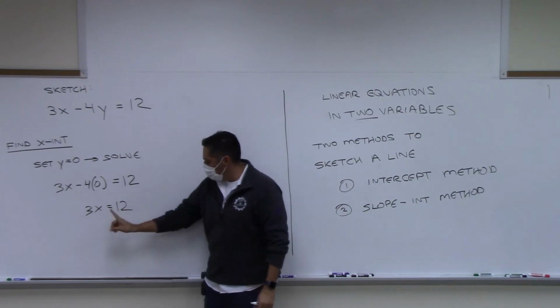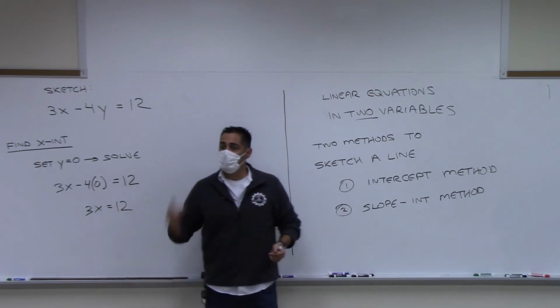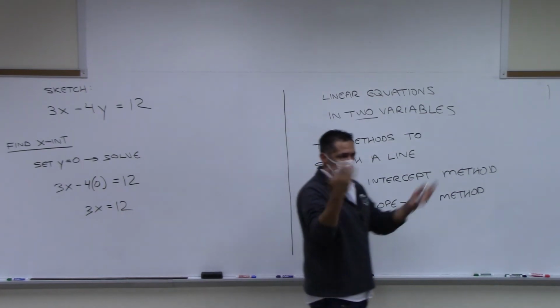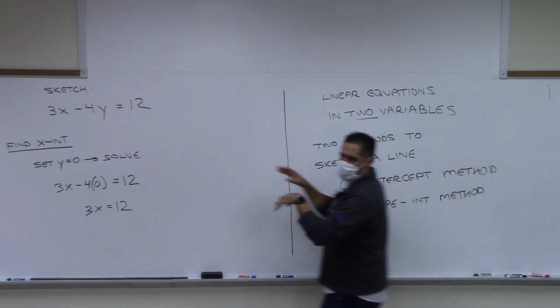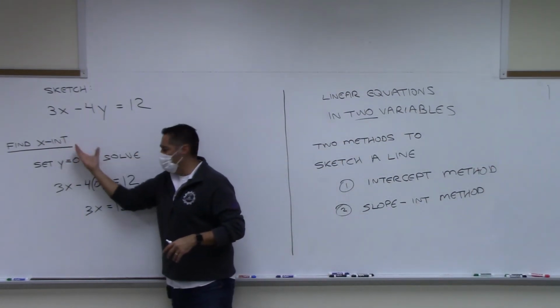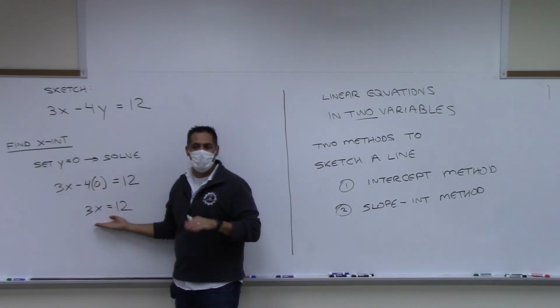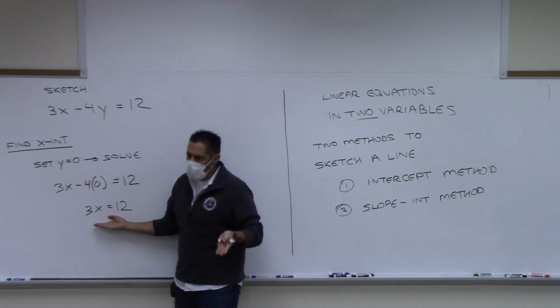What is this? It's a linear equation in one variable, right? Which we already know how to solve. Do you see that? We took this bigger problem and we're trying to figure out what the x-intercept is, and what it boils down to is, can we solve this little linear equation? And we know how to do that.